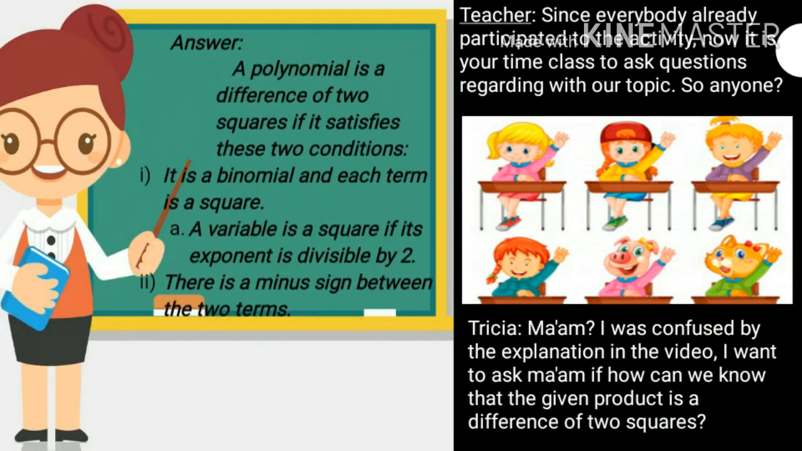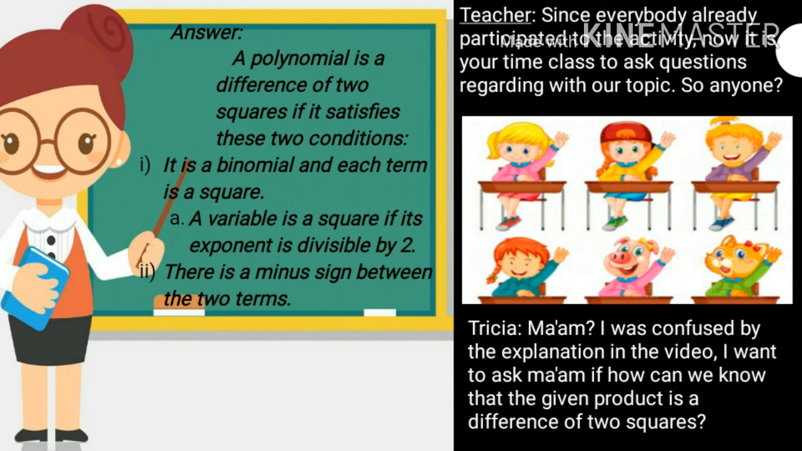Okay, good point, Trisha. A polynomial is a difference of two squares if it satisfies these two conditions. First, it is a binomial and each term is a square. A variable is a square if its exponent is divisible by 2. Another, there is a minus sign between the two terms.